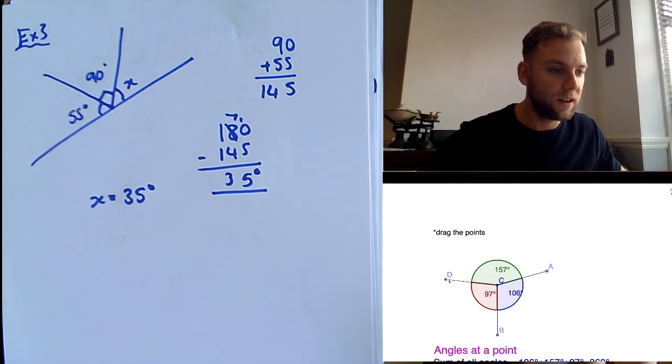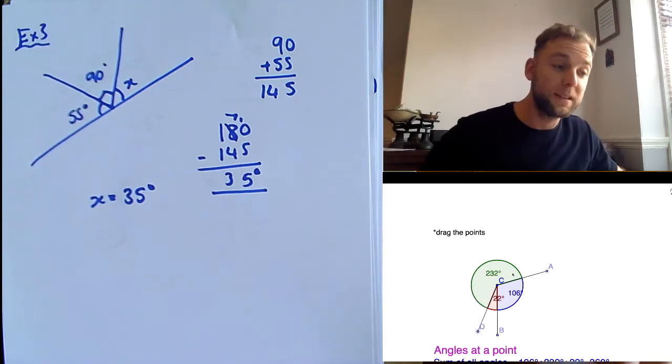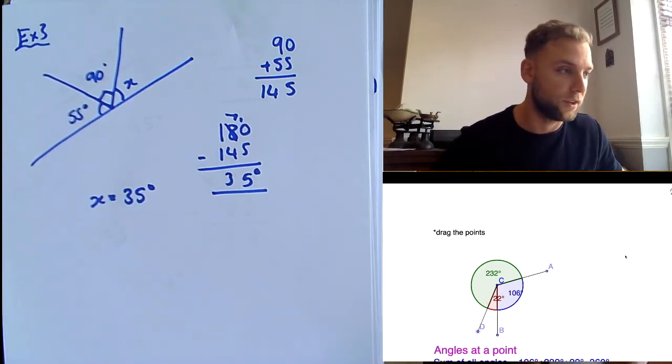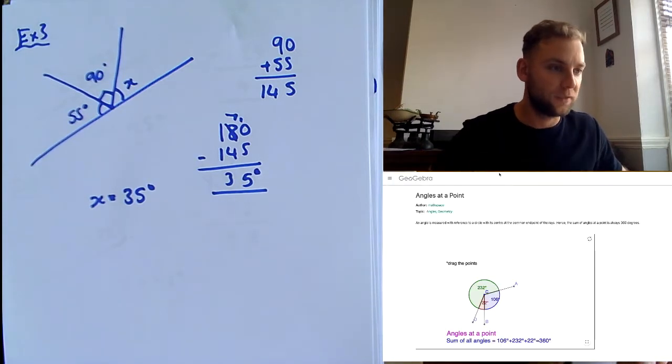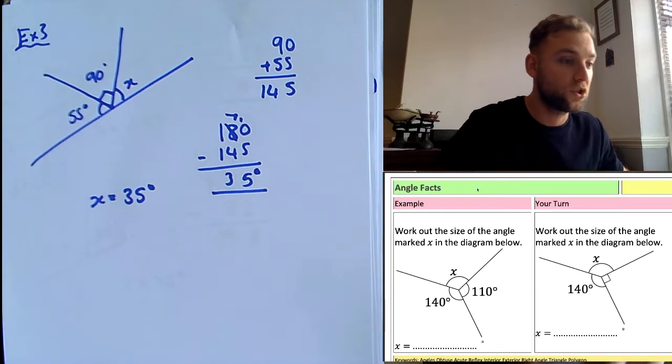I'll move this D round, like so. I can move it all the way around here, and that just means that this one's going to get bigger. This one's 22. So again, they all sum to 360. So the next angle fact that we're using here is the fact that angles around a point sum to 360.